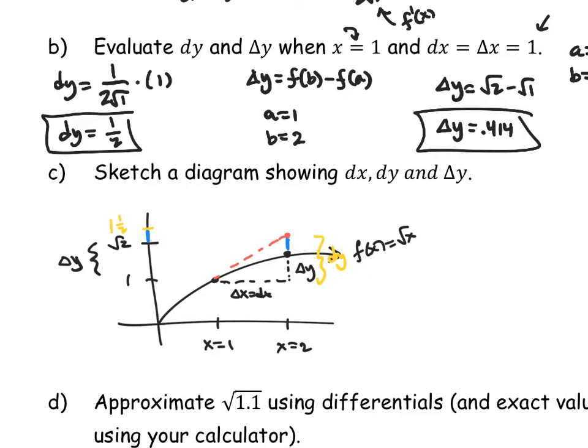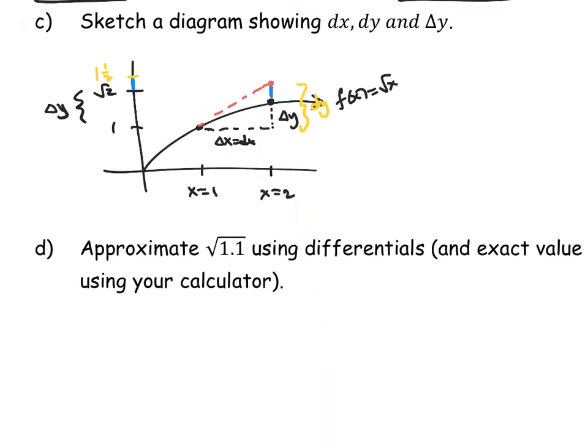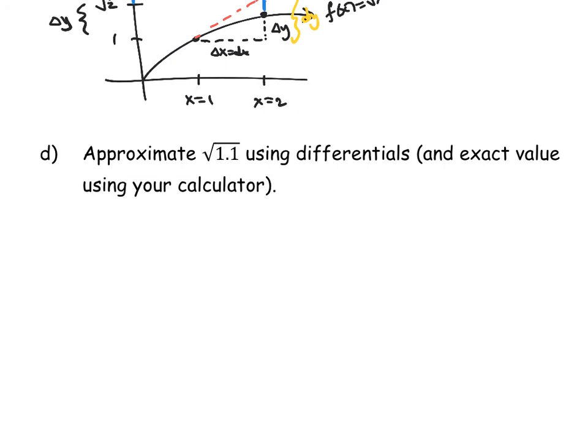Okay, so let's look at part D. It says approximate the square root of 1.1 using differentials. So I want to find the square root of 1.1. Well, that should equal the square root of 1 plus delta y. So think about that logically. Let's sketch it out.